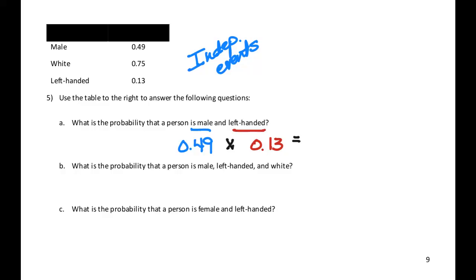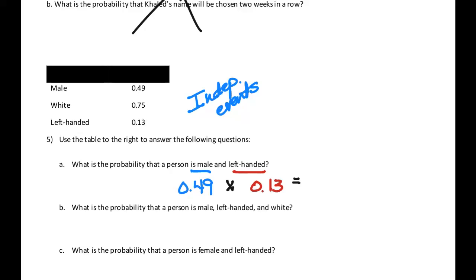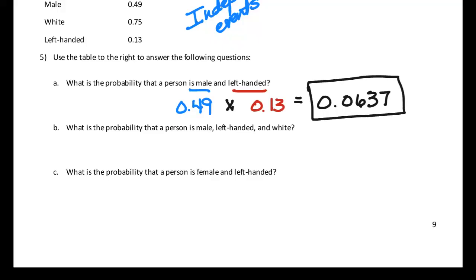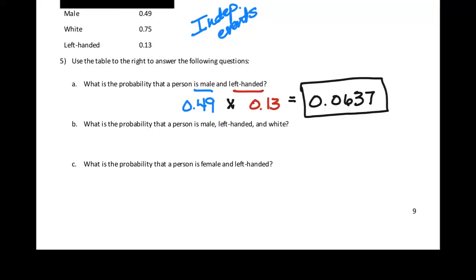Let's go. Independent events. Can you multiply those together and tell me what we get, Kimberly? Please. Six, eight, seven? 37. All right, so the probability that we get a male that is left-handed is going to be 0.0637. Again, when you have independent events, you just multiply them together. One does not affect the other.